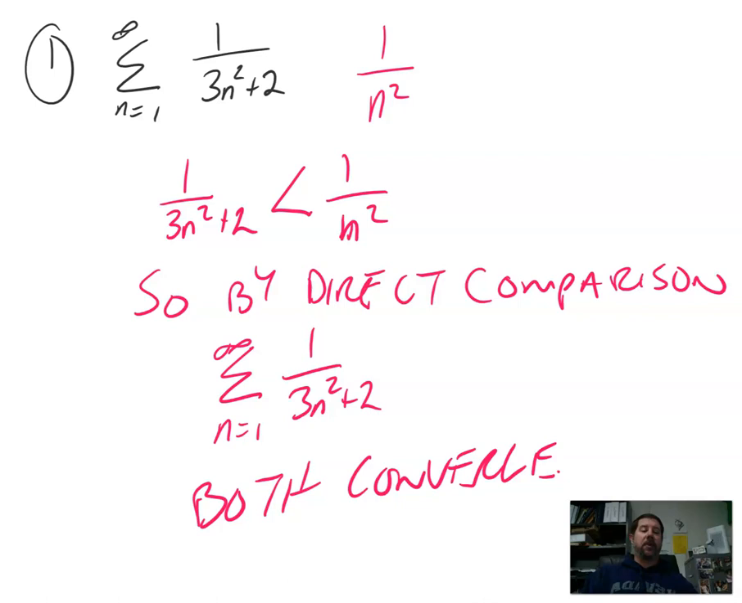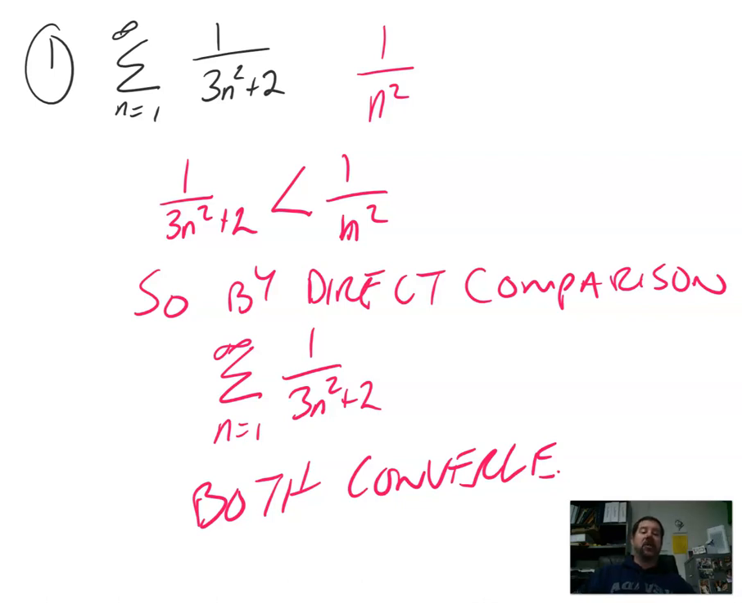So when you use direct comparison, you want to compare it to a series we already know. Generally we're going to be comparing to p-series because they're really easy to use, or maybe a geometric series because those are very easy to tell. But we're going to compare it to a series that we already know something about. And for us, generally speaking, it's those types.